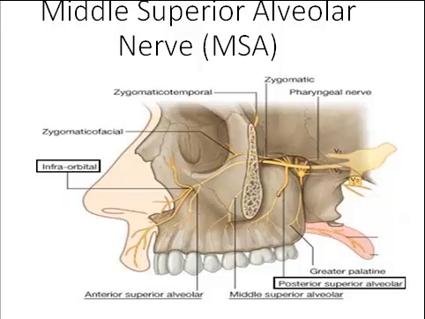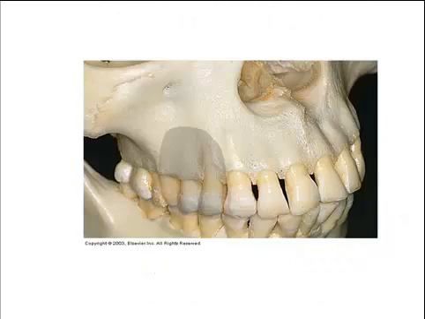Now let's look at one of the branches of the IO, the middle superior alveolar nerve. And here it is. It descends through the lateral wall of the maxillary sinus. And what does it innervate? The middle of the maxillary sinus, and the pulp, buccal bone, and buccal gingiva of the maxillary premolars and the mesial buccal root of the maxillary first molar. Now, the MSA nerve is only present in about 28% of the population.